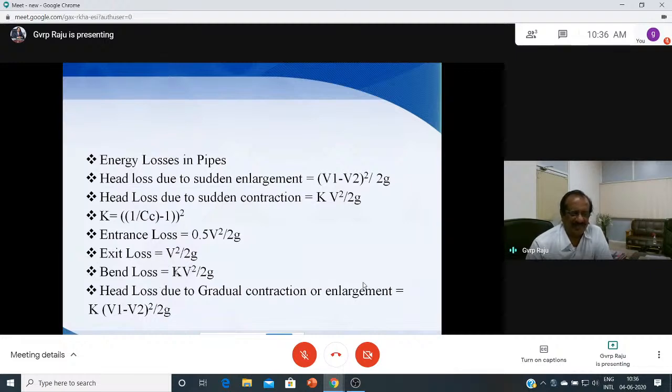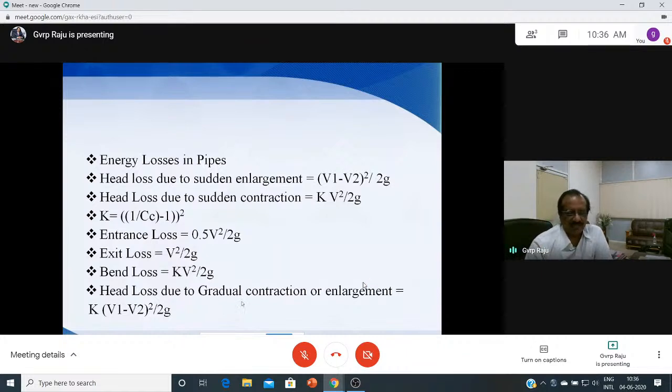Again, bend loss is not necessary; no problem has been given on that. But bend loss you can take as k V square by 2g. When the pipes are bent, it is a minor loss. Most of the times, they may ask you to neglect minor losses. In that case, you neglect minor losses and take only friction loss.